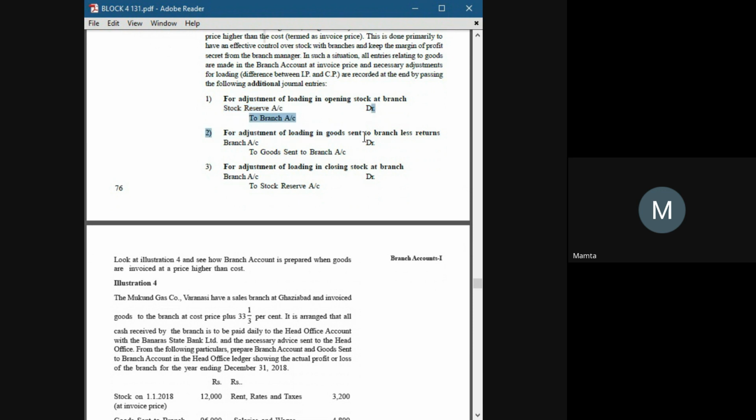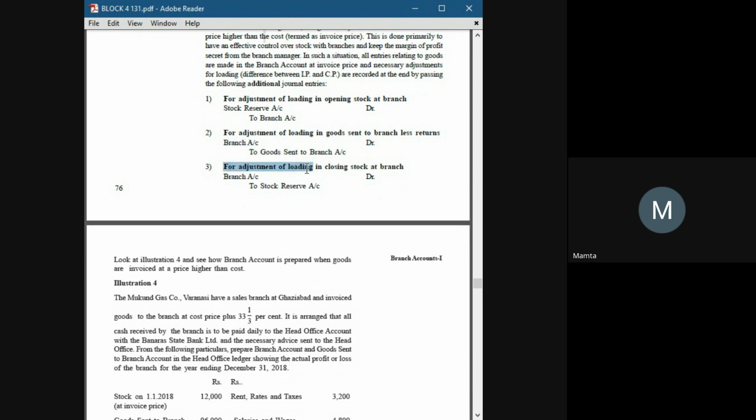For adjustment of loading in goods sent to branch, less returns from branch: branch account debit to goods sent to branch account. It means the goods you sent at invoice price are now being sent back to the head office. So the entry for the adjustment of loading would be branch account debit to goods sent to branch.